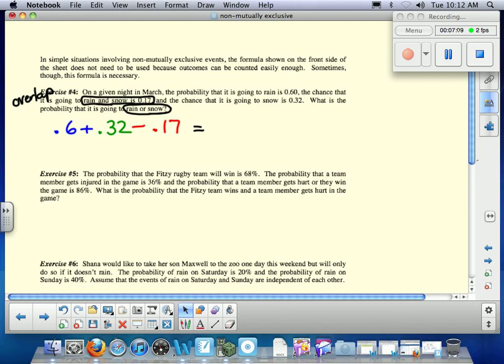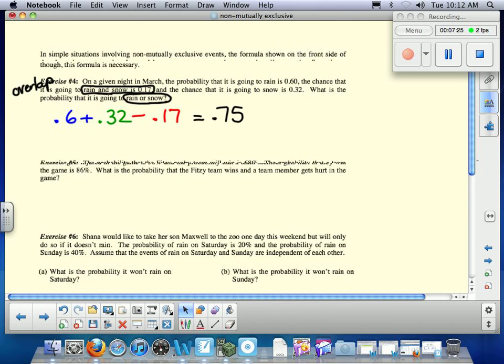And I got 75. Anyone else? Okay. That seems about right for March, doesn't it? Yeah. Actually, a little sad, it's kind of right for May this year, too, I think.